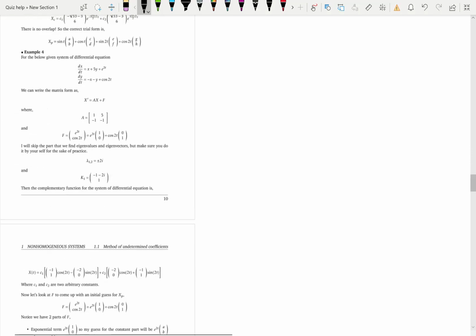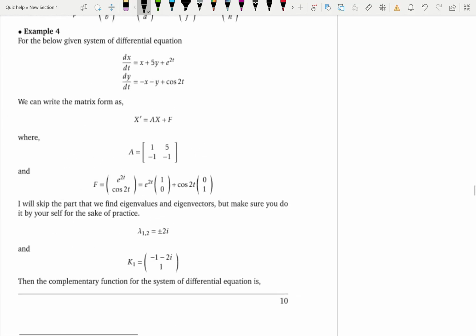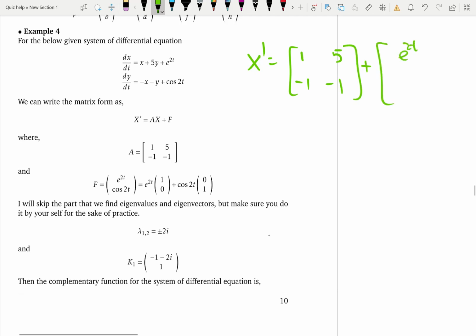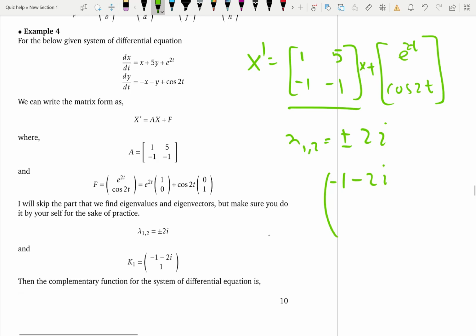So example 4 here. Alright, so we have the system of differential equations. Let's write x prime is equal to 1, 5, -1, plus e to the 2t cosine 2t. Now what we do is take this equation, I forgot to multiply by x, and plus. Okay, we find the eigenvalues. Eigenvalues are complex in this case, plus or minus 2i, and the eigenvector corresponding to that is -1 minus 2i plus 1.